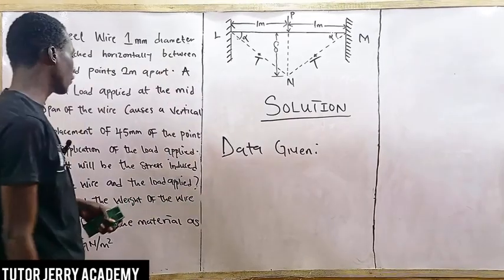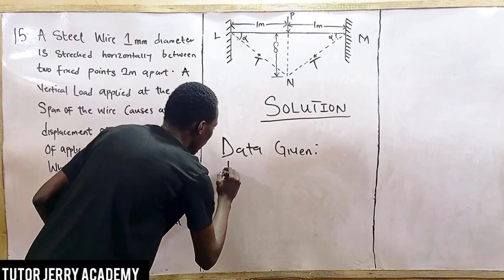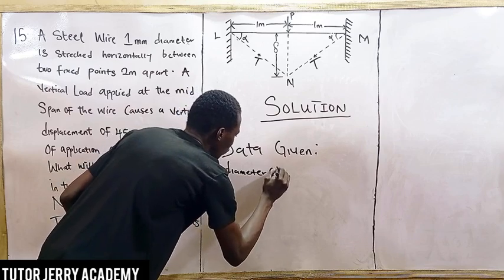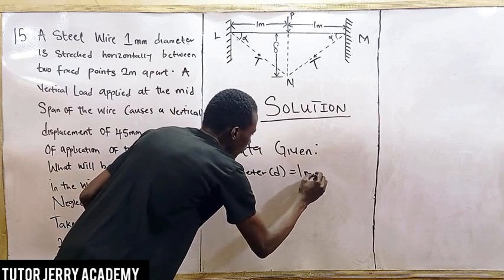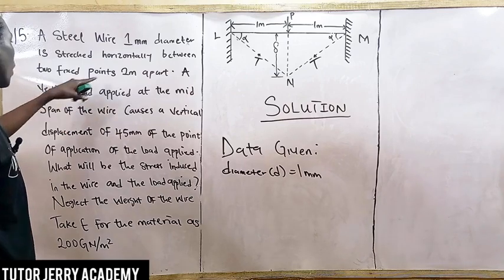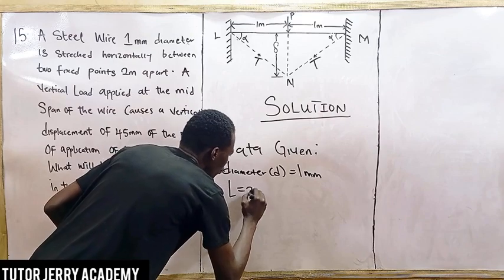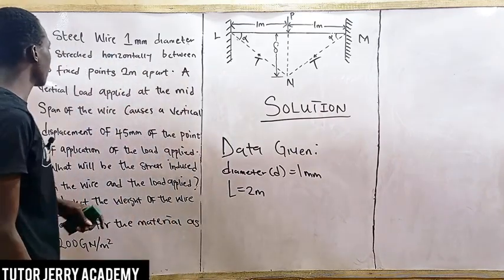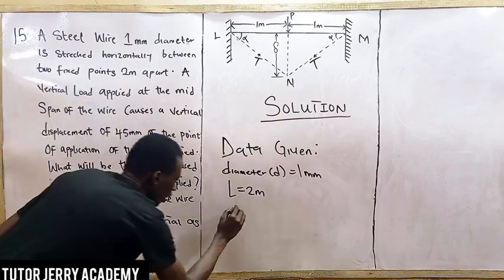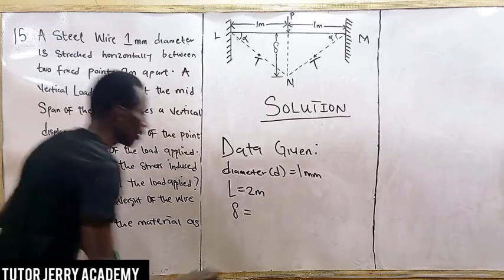So data given. First, we are given what? 1 millimeter diameter. So our diameter D is equals to 1 millimeter. So secondly, we are given our length of the span to be 2 meters. So length is equals to 2 meters. Next, we are given what? We are given our displacement. Our displacement D equal to what? Is equals to 45 millimeter.